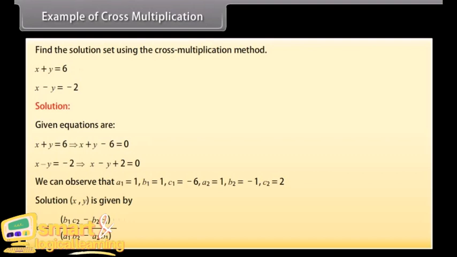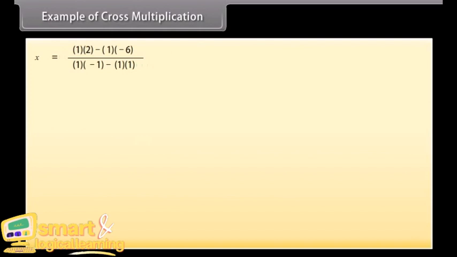Now, by substituting the values, we get x = (1 × 2 − (−1)(−6)) / (1 × (−1) − 1 × 1). By calculating, we get x = 2.